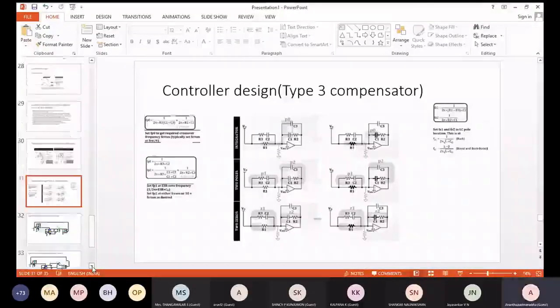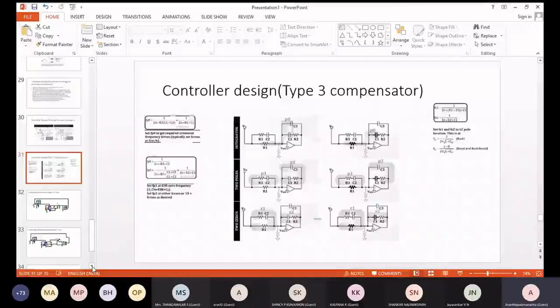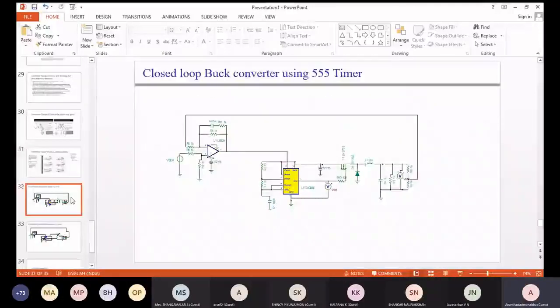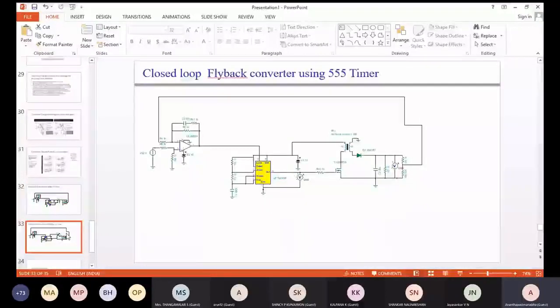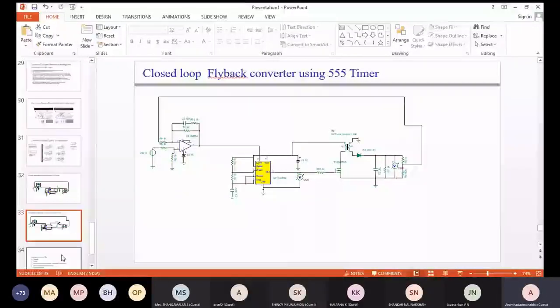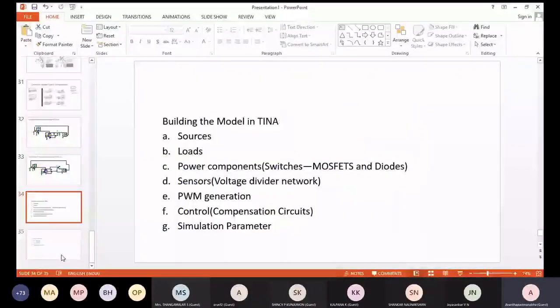I think I have shown you this. These are the things we are going to discuss in the afternoon: one is the closed loop buck converter, and the other is the closed loop flyback converter. We'll try to implement these two in the afternoon and see whether the analysis can be done. Anyway, we will build these, because we are used to TINA. So this last slide, I think we can skip it. In the analysis, we are going to do this.